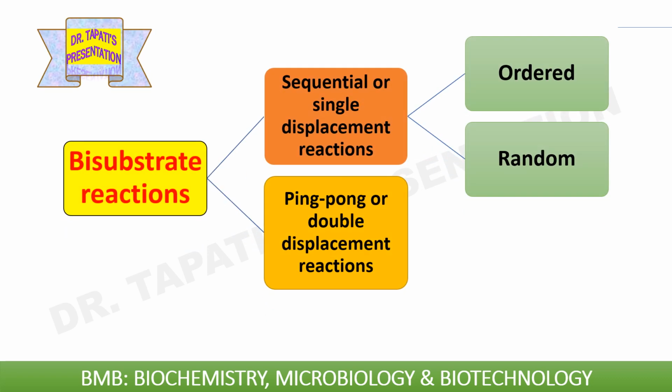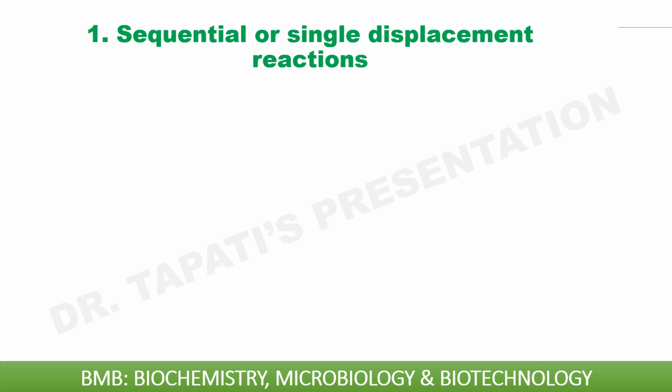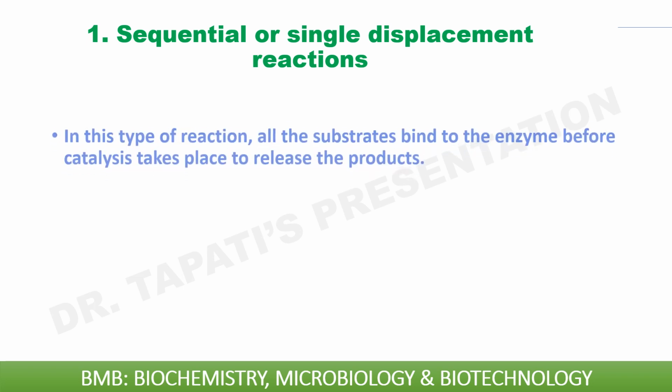Bisubstrate reactions can be divided into two groups: sequential or single displacement reactions and ping-pong or double displacement reactions. Sequential reactions can be ordered or random sequential reactions. I'm going to discuss all of those reactions one by one. First of all, sequential or single displacement reactions.